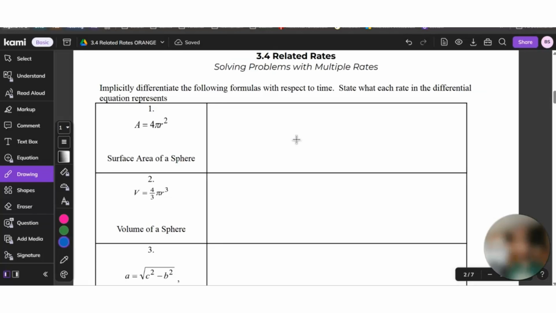All right. So when we're doing related rates, you guys, a lot of what we're going to be doing is working with geometry and taking those formulas and then taking the derivative of them.